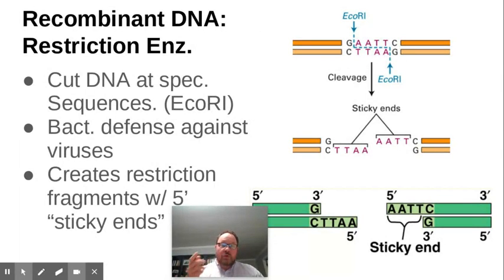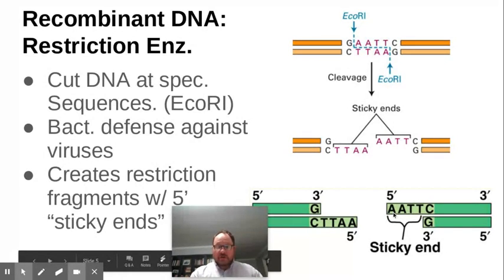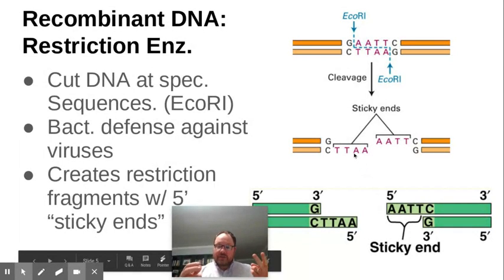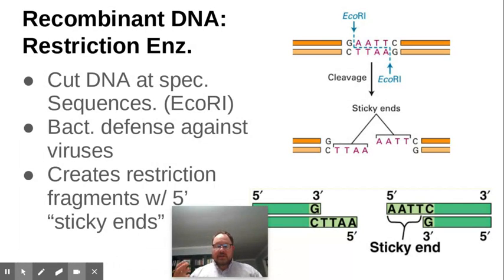Now, what's really cool about how restriction enzymes cut DNA is that they make staggered cuts like this. What these staggered cuts do is create overhangs that are called sticky ends. The important thing about those sticky ends is you've got these single bases that are exposed, and then they can hydrogen bond with complementary sticky ends from a different molecule.